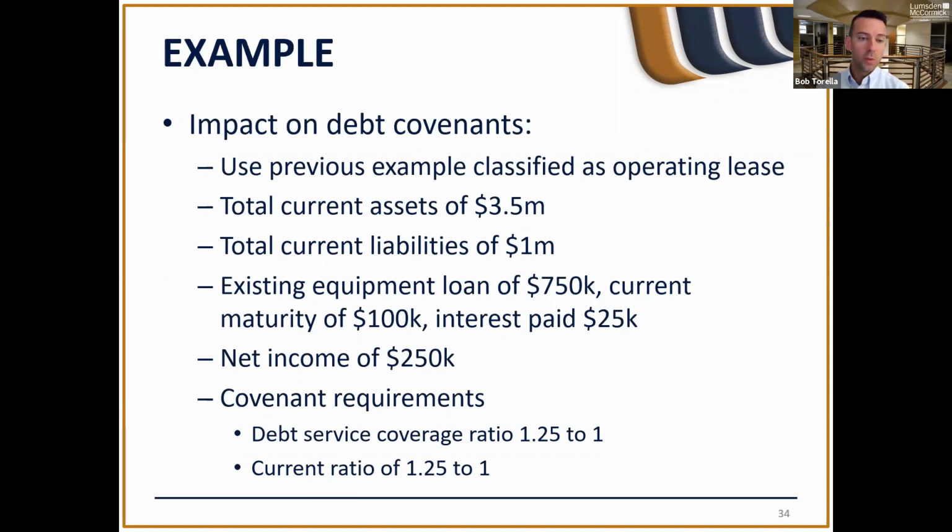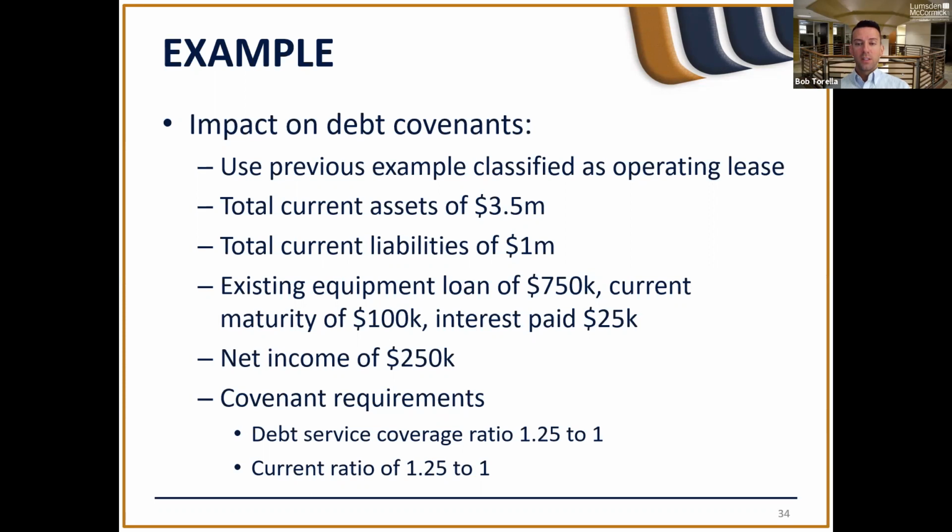So let's go through a quick example using some of the numbers from before, and we'll keep it simple. Let's say an organization has $3.5 million of current assets, $1 million of current liabilities, but now they have an existing equipment loan of $750,000, current maturities of $100,000, and let's just say they pay interest of $25,000 a year. And they have net income of $250,000, and that's what we'll use for our calculation purposes.